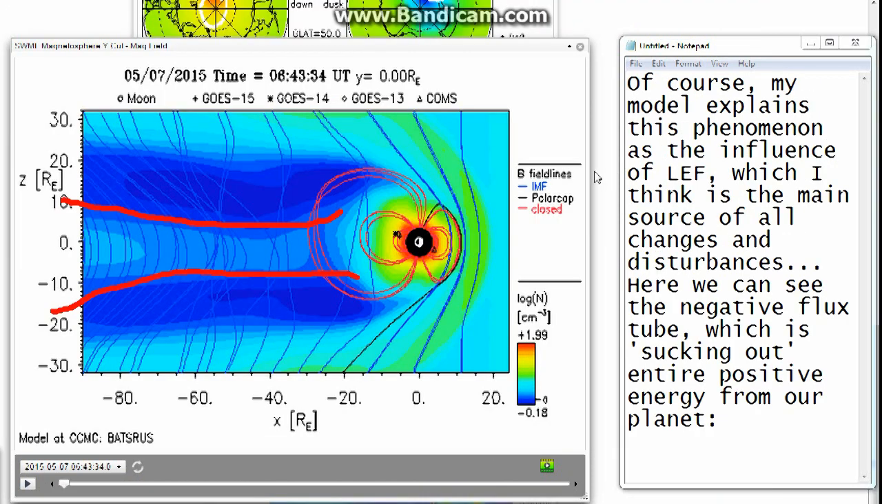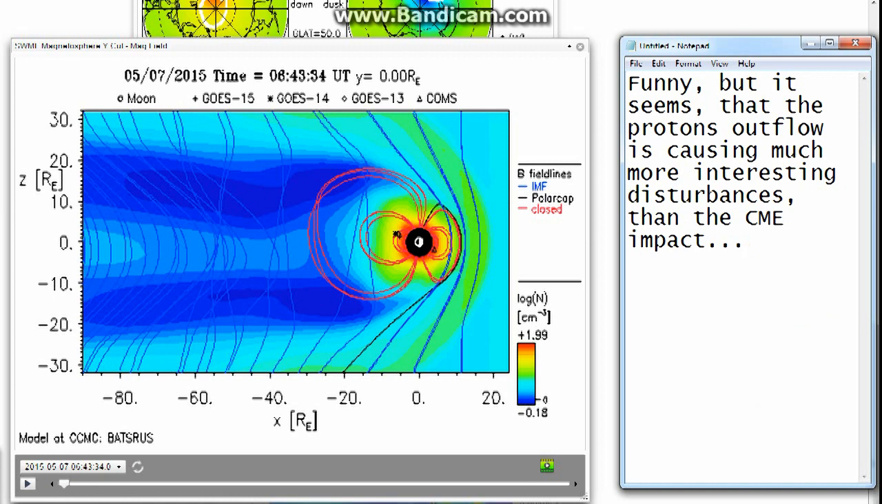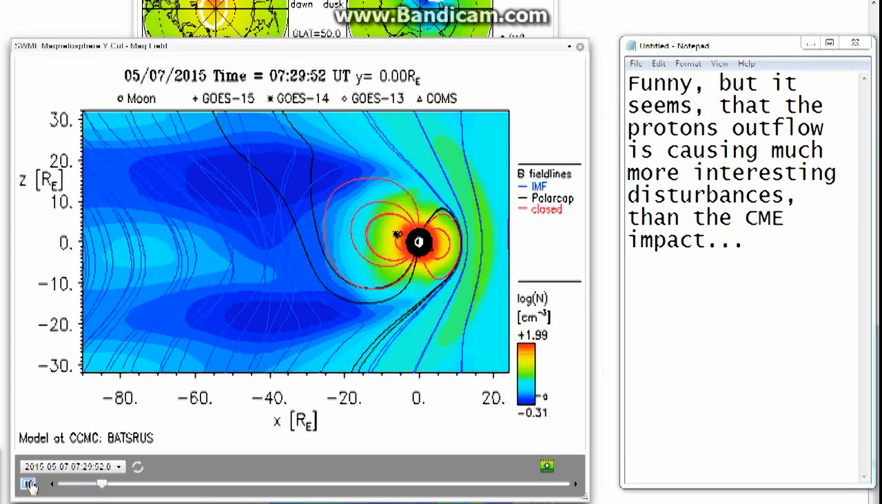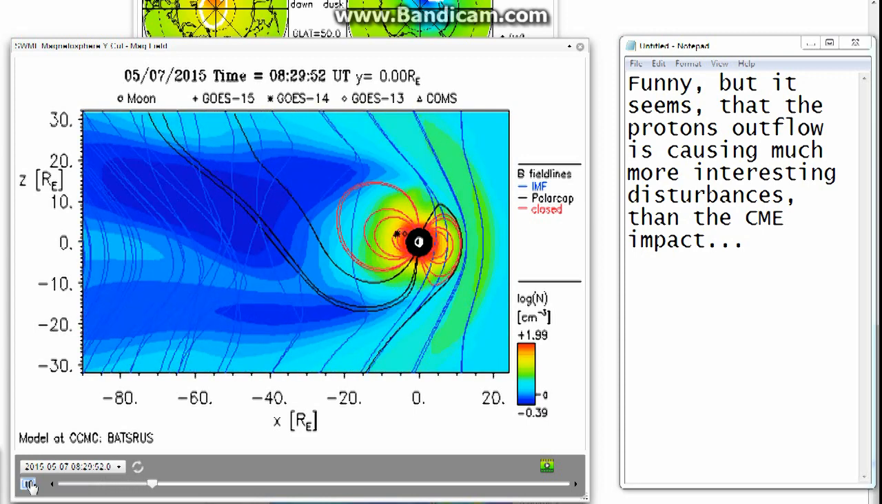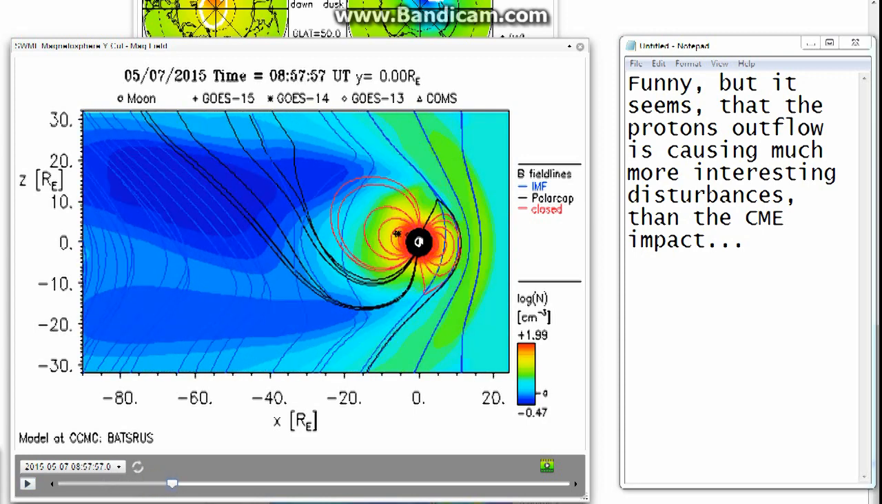Of course, my model explained this phenomenon as the influence of low energy field, which I think is the main source of all changes and disturbances. Here we can see the negative flux tube, which is sucking out entire positive energy from our planet. Funny, but it seems that the proton's outflow is causing much more interesting disturbances than the CME impact. The backside pressure is very strong.